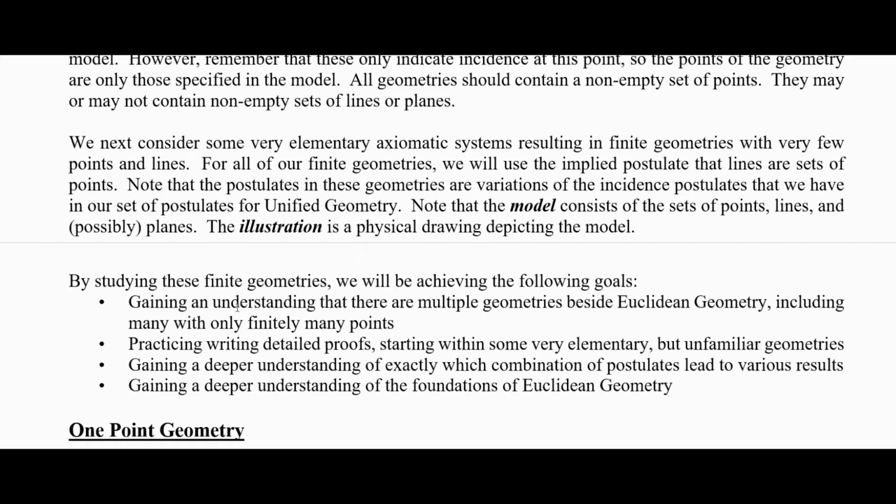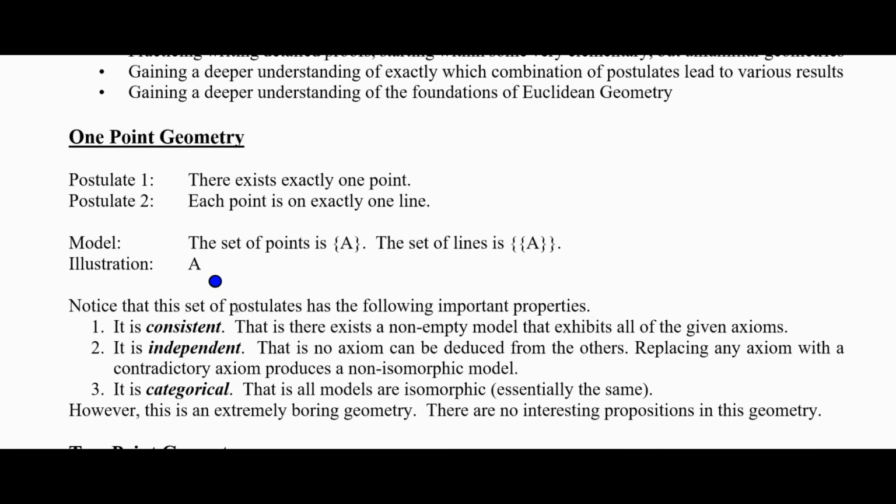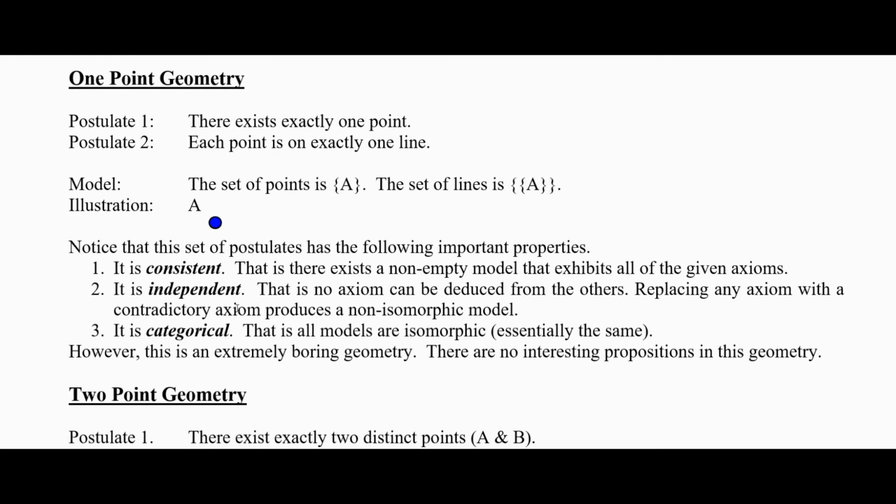So let's start with the most basic one I can think of. Here is a one-point geometry. Postulate 1: there exists exactly one point. Postulate 2: each point is on exactly one line. So the model for this: the set of points is the point A only, and the set of lines is the set containing A. And so that is the points and the lines. There's not much to it.